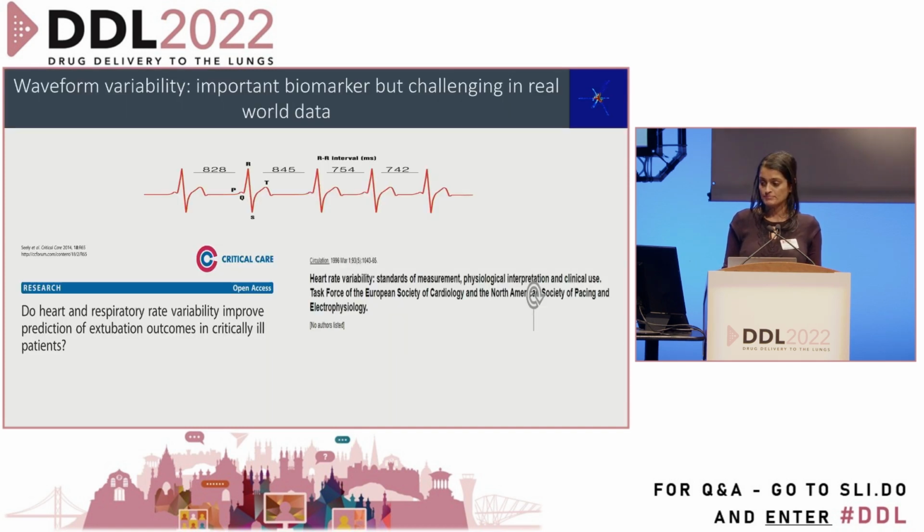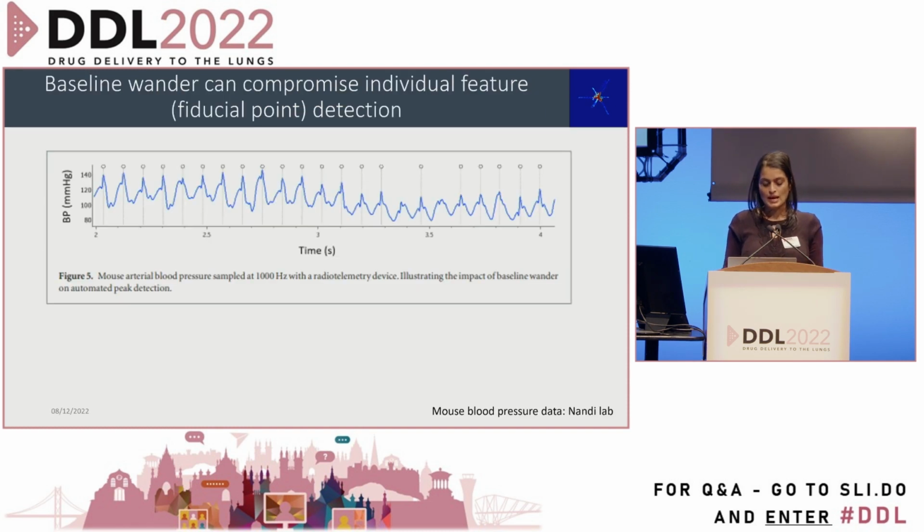So in addition to morphology, we also know that variability is important. So is your heart, or are you breathing, in a very rhythmic, periodic way? That tends to not be a good thing. Or is it more chaotic? That variability is also very, very important. But again, we don't really routinely measure it in a consistent way, either in the clinical setting or the preclinical setting. And the main reason is this issue of baseline wander.